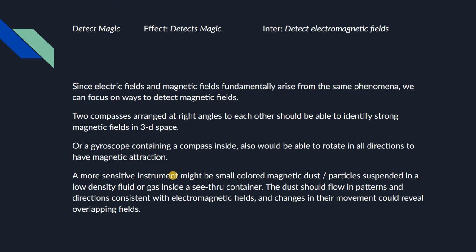But neither of them are very sensitive compasses normally. And they don't really deal with overlapping fields very well. They just show you what the closest strong field is. So a more sensitive instrument might be a container filled with a low density fluid or gas.